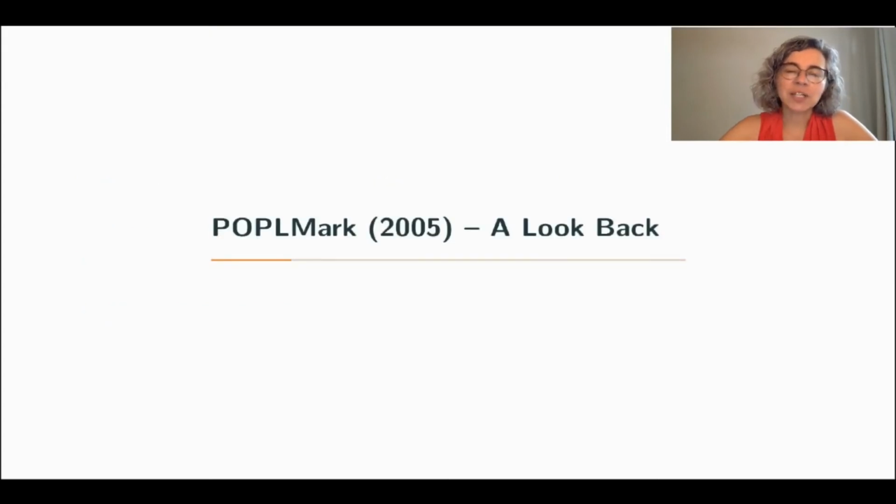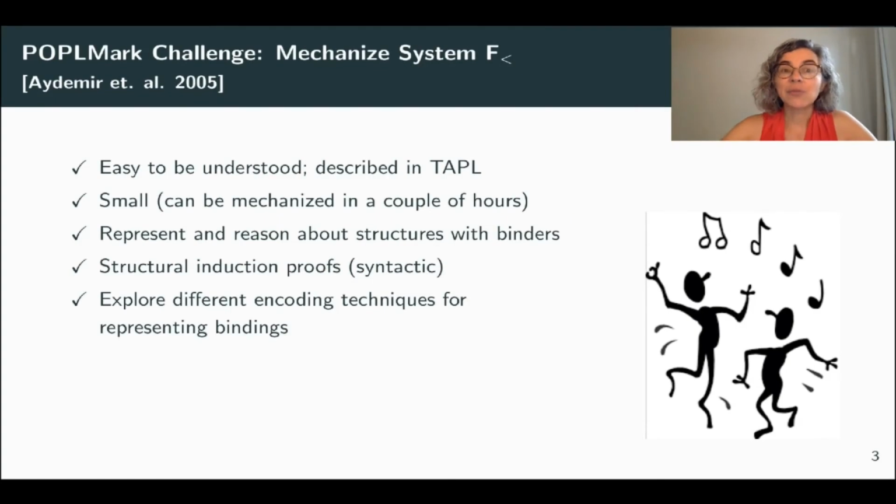So it's worthwhile to take a look back at POPLMark in 2005. Back in 2005, the POPLMark challenge was to mechanize System F-sub. And this is a problem that can be fairly easily understood. It's described in Types and Programming Languages. It can be mechanized in a couple of hours.